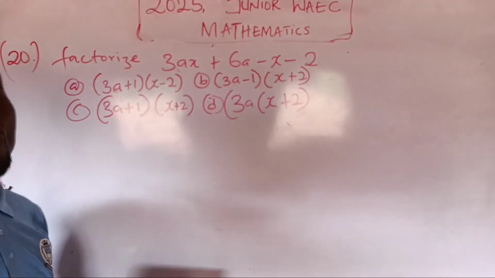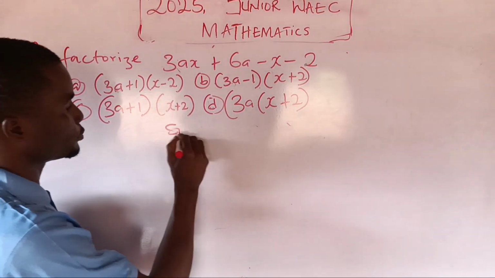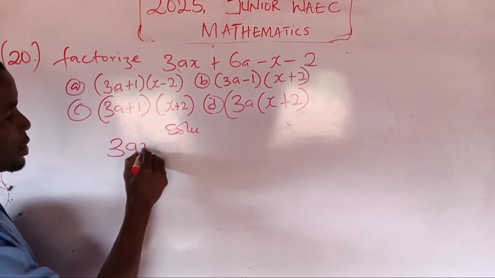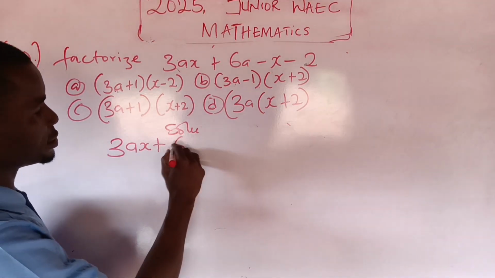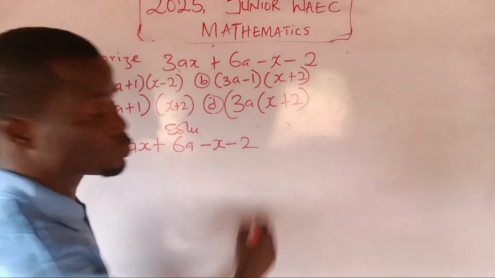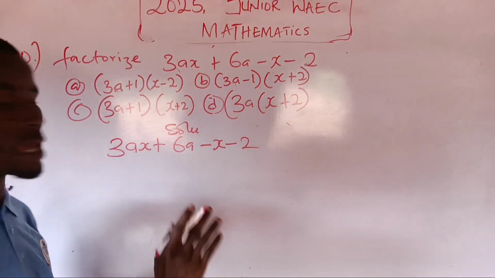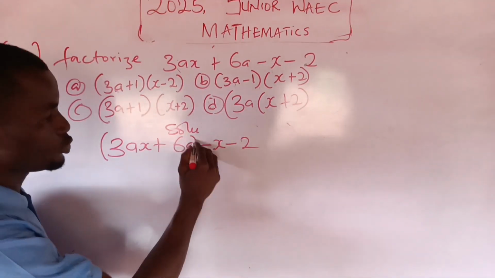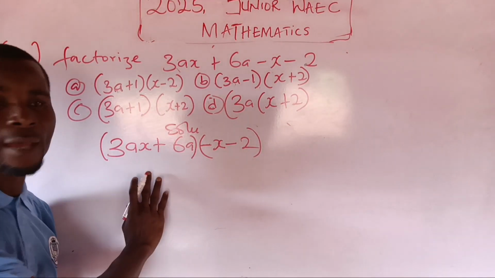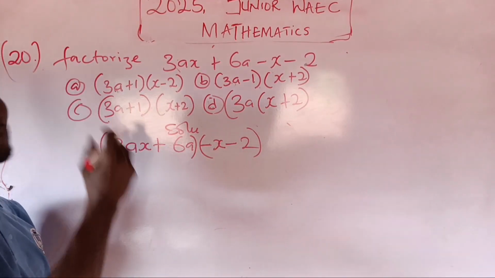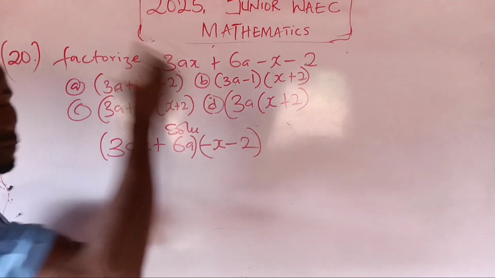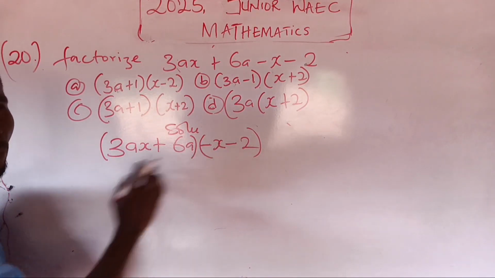And here are the options given. Solution. We have the question to be 3as plus 6a minus s minus 2. Now the first thing you must do here is to group it. You group them like this. When you are done grouping them, you factor out the common terms in each group.